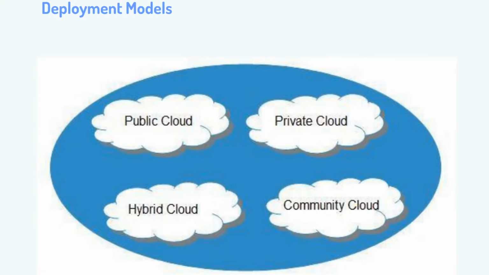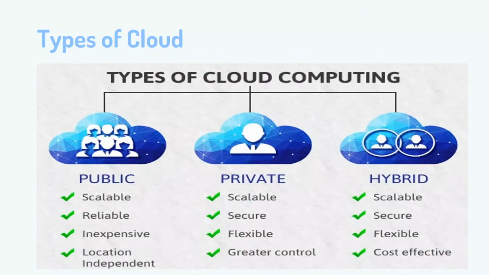So in the name itself we have some suggestion of what is public, what is private, what is hybrid and what is community, but we will discuss one by one what those are. So here you can see the types of cloud. What is the public cloud? Whoever can access the cloud. It's scalable, it's reliable, and it's inexpensive because we don't need to pay any cost, and it's location independent. So whoever can access your cloud, that is public cloud.